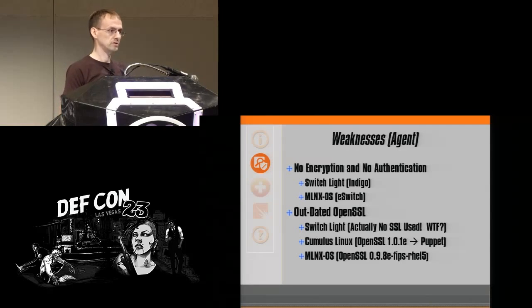All right, so of course, this is what I do here. I'll introduce you to these and then talk about really the weaknesses. No encryption nor authentication on Switch Lite's Indigo, nor Mellanox OS eSwitch. With Indigo, it's just a matter of spoofing the controller. eSwitch, you just talk to it. It'll listen to whatever you tell it and just do whatever you tell it to do.